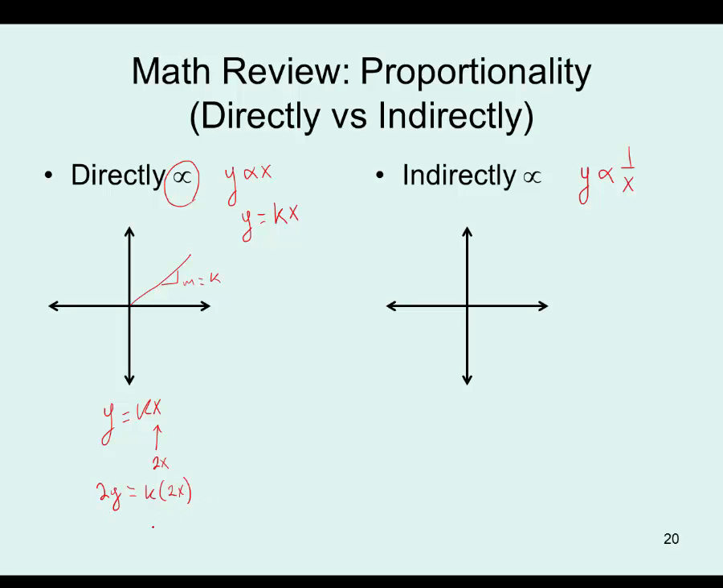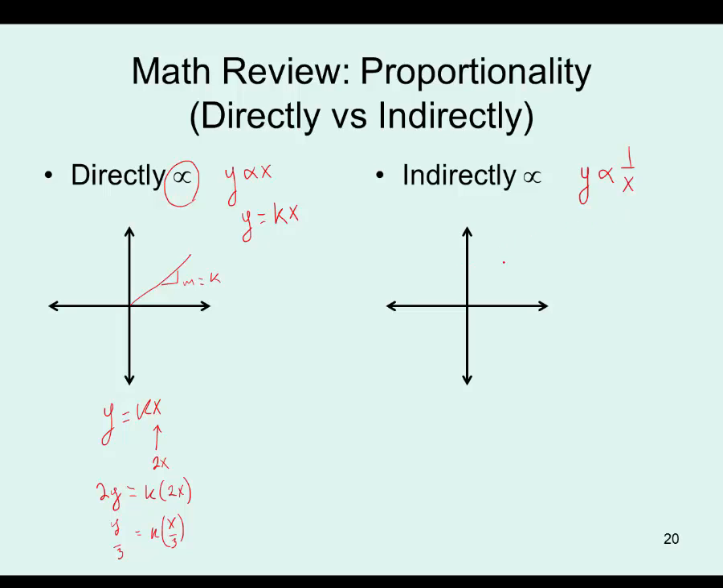If we were to take a third of our input, and instead of putting x, put an x over 3 in here, what would happen? Well, we would end up getting a third of our output. And that's what directly proportional means. If we were to double our input, we'd double our output. If we were to quadruple our input, we'd quadruple our output. If we were to divide our input by 3, our output divides by 3. If we divide our input by 100, our output would divide by 100. Directly proportional.